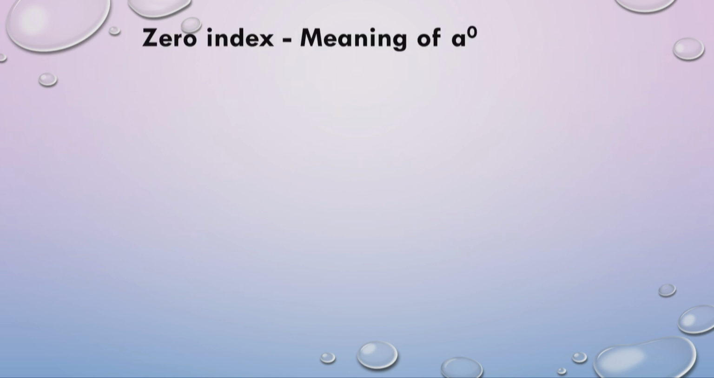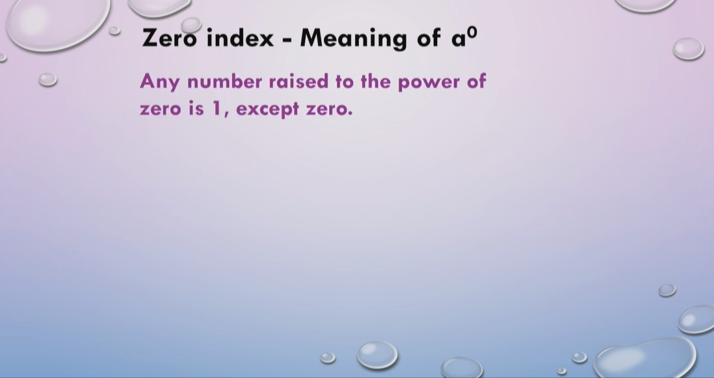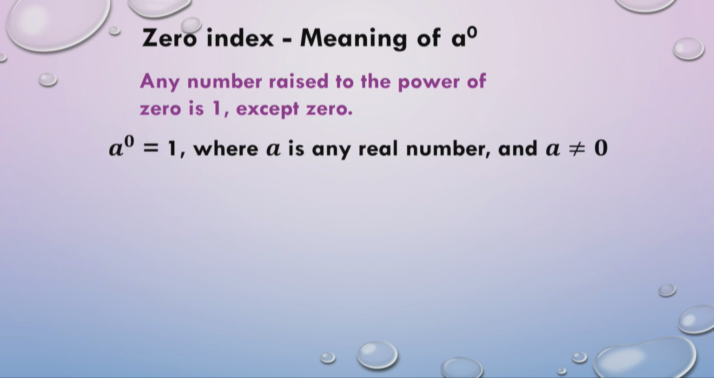So, now we look at the meaning of a power 0. Any number raised to the power of 0 is 1, except 0. So any number that you're going to take raised to the power of 0 will give you 1, except 0 to the power of 0.